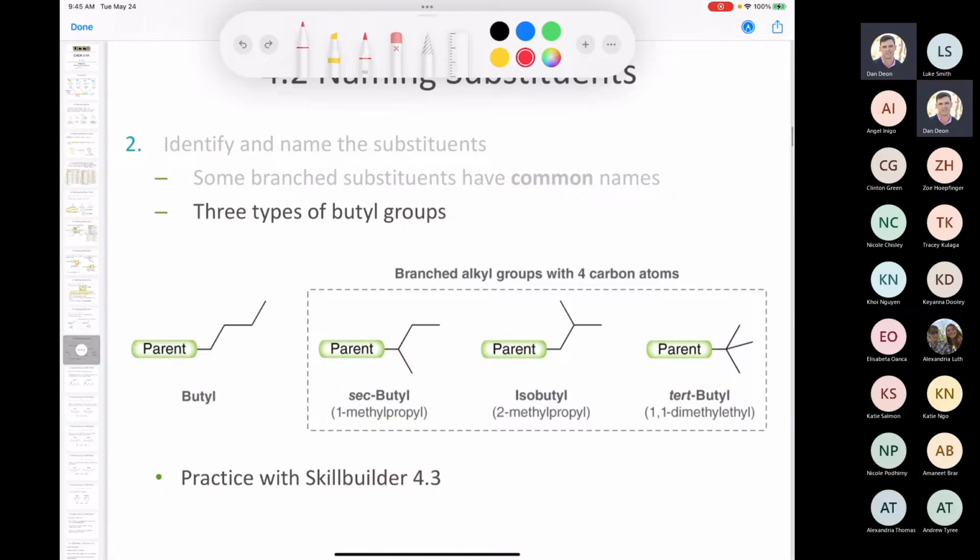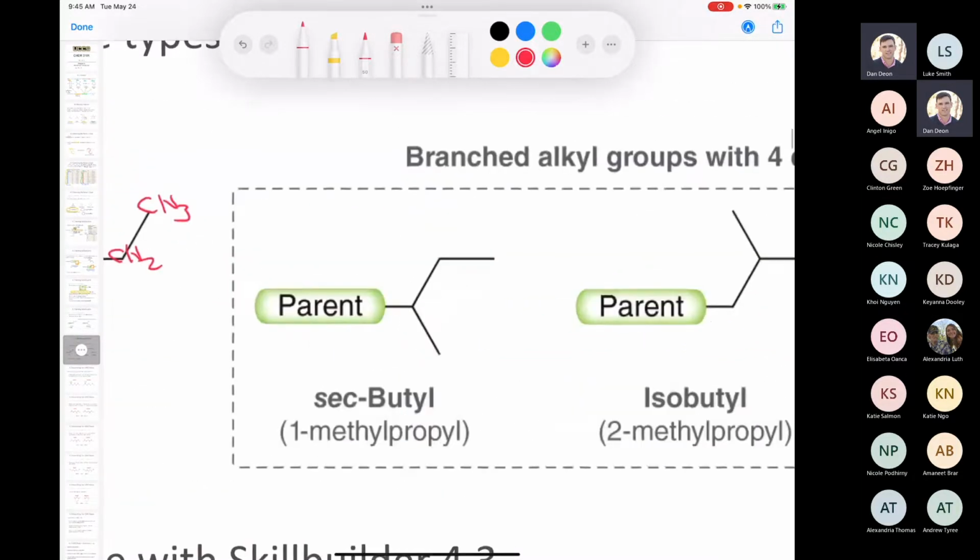So here we are. Again, all of these are C4H9. We have the butyl, which is CH2, CH2, CH2, and CH3. Then we have the sec-butyl, where we have a CH, a CH3 here, a CH2 here, and a CH3 here.